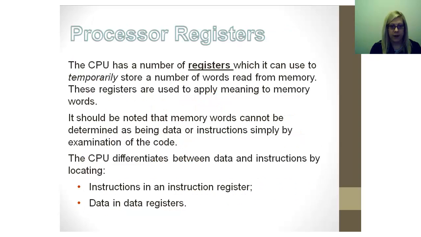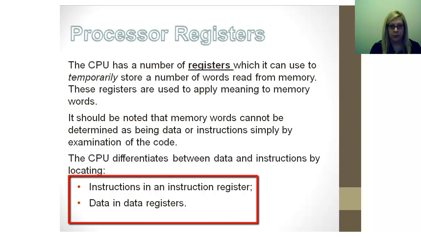Processor registers. The CPU has a number of registers, which it can use to temporarily store a number of words read from memory. These registers are used to apply meaning to memory words. It should be noted that memory words cannot be determined as being data or instructions simply by examination of the code. The CPU differentiates between data and instructions by locating instructions in an instruction register and data in data registers.